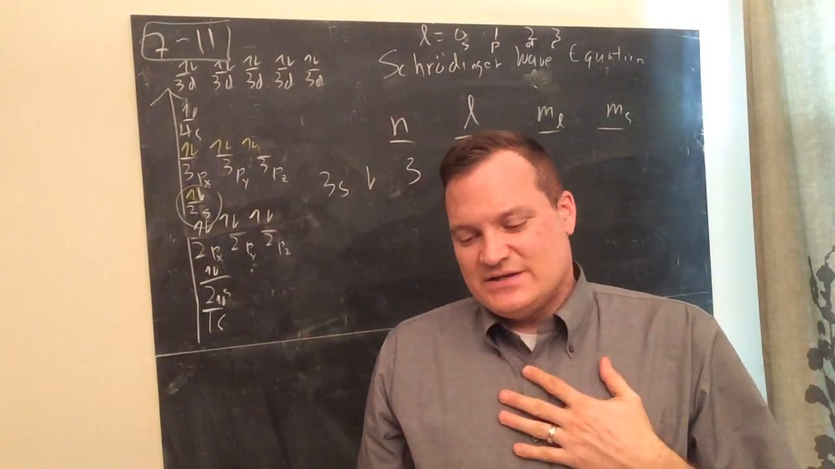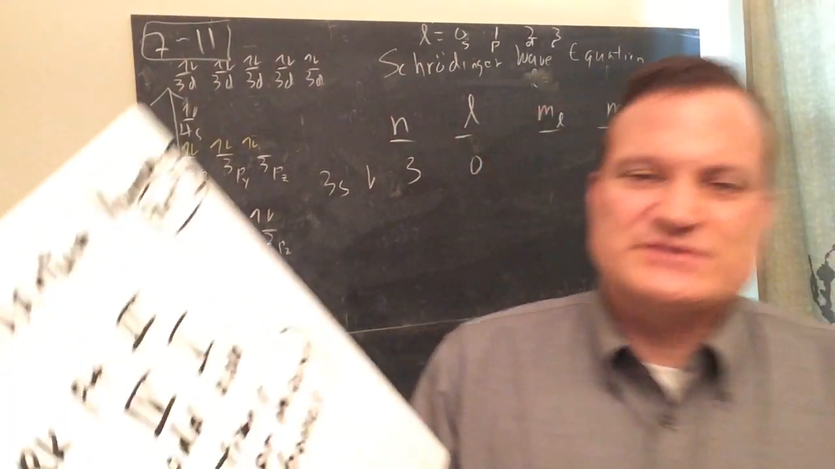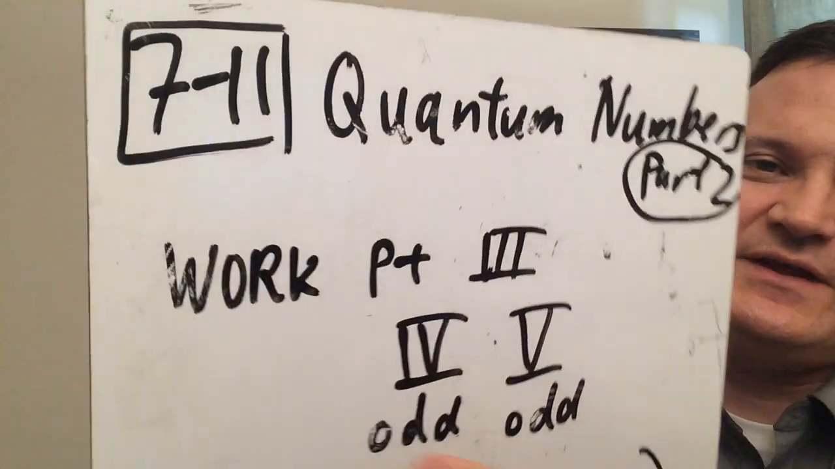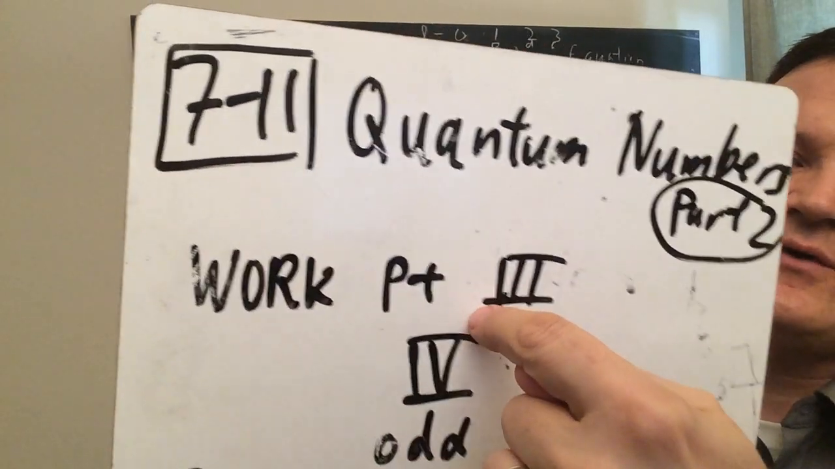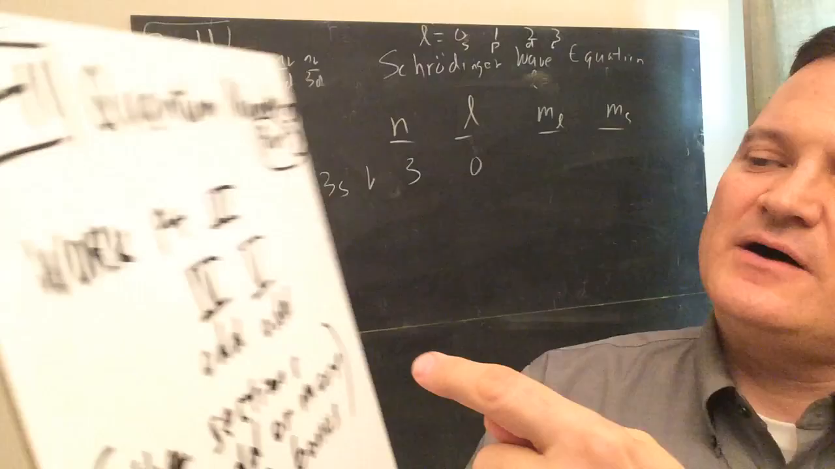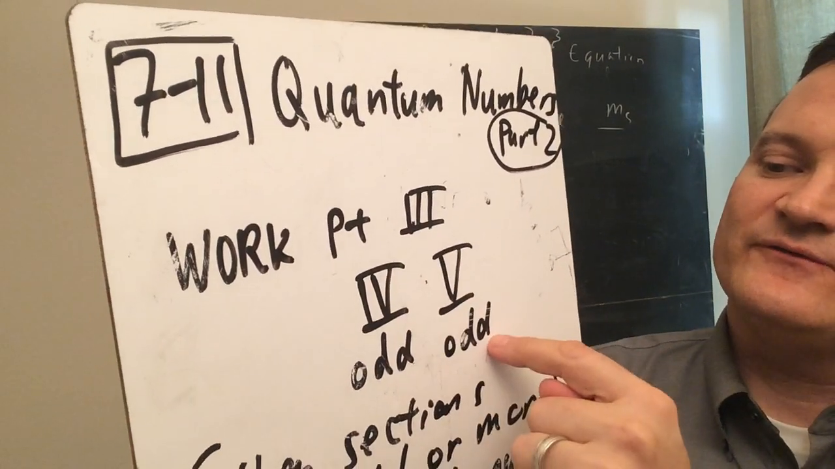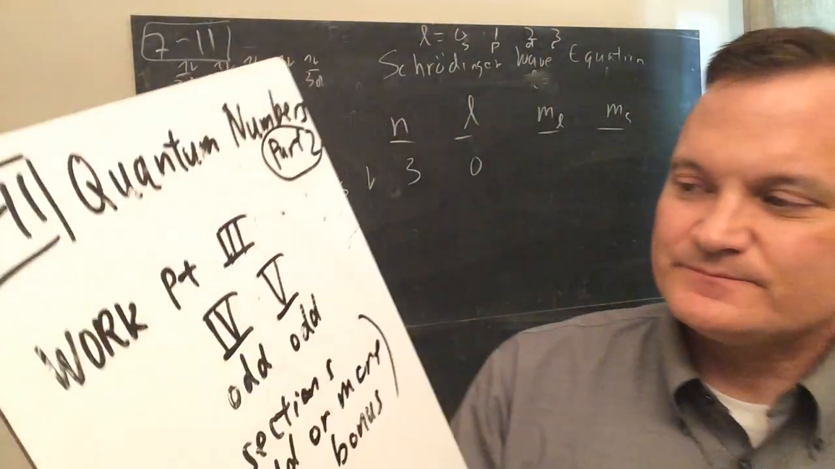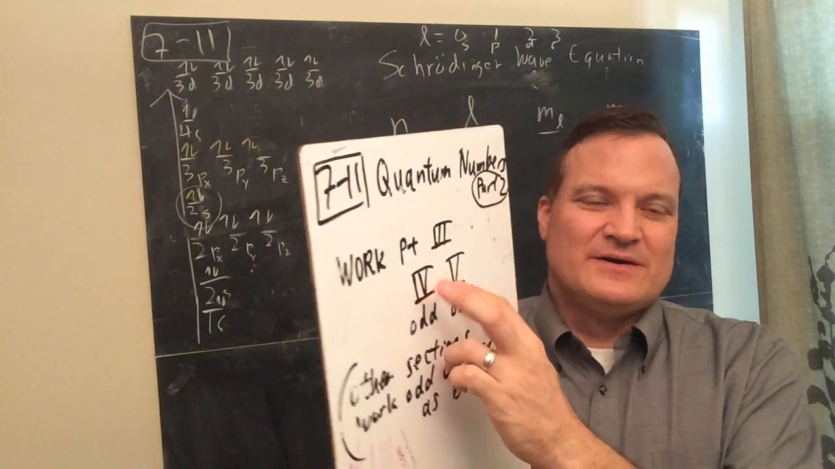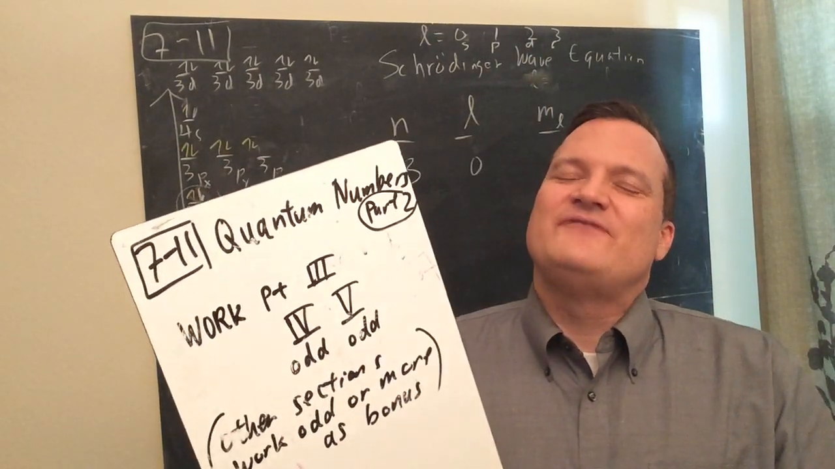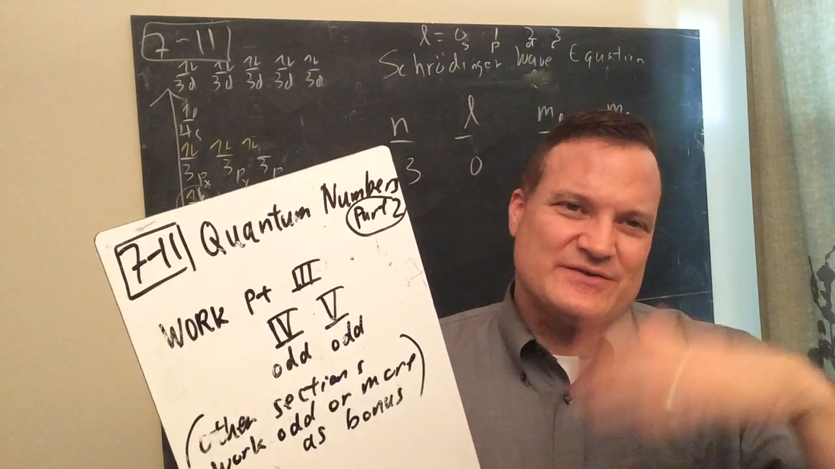This section is the bonus section. But first of all, the only required thing is you need to work part three, part four, and part five. The odd of part four and the odd of part five, but all of part three. And this deals with valence electrons and the chart.